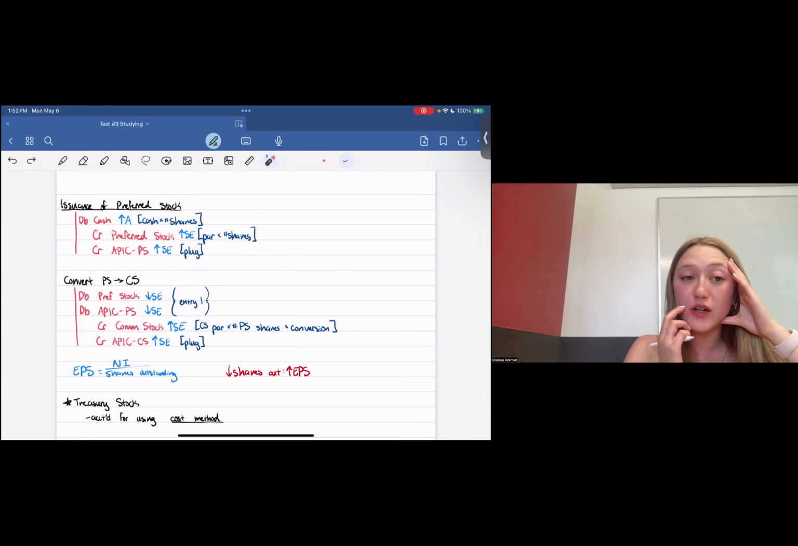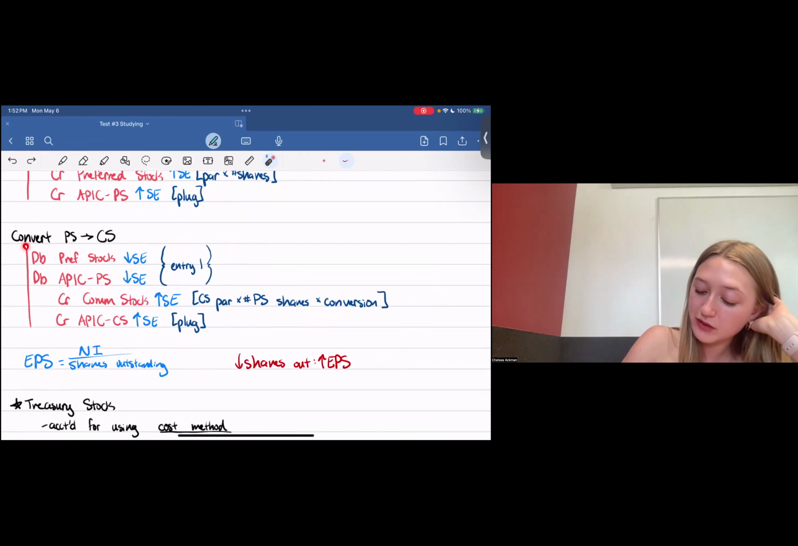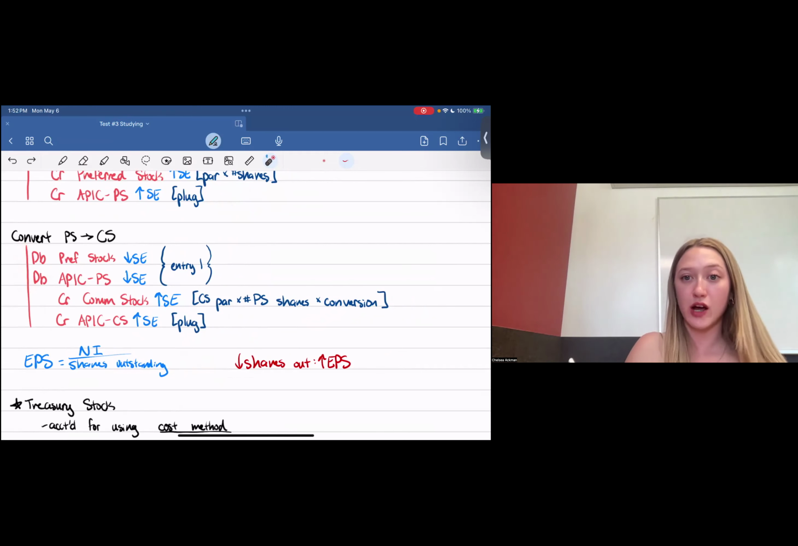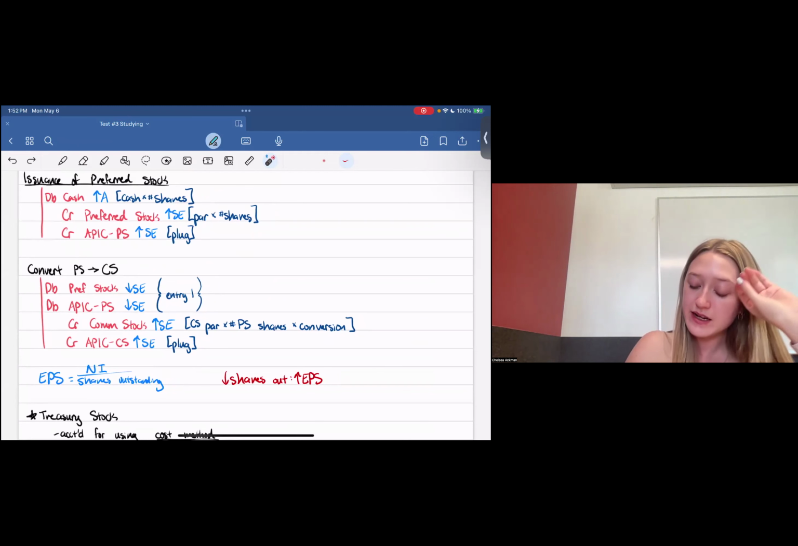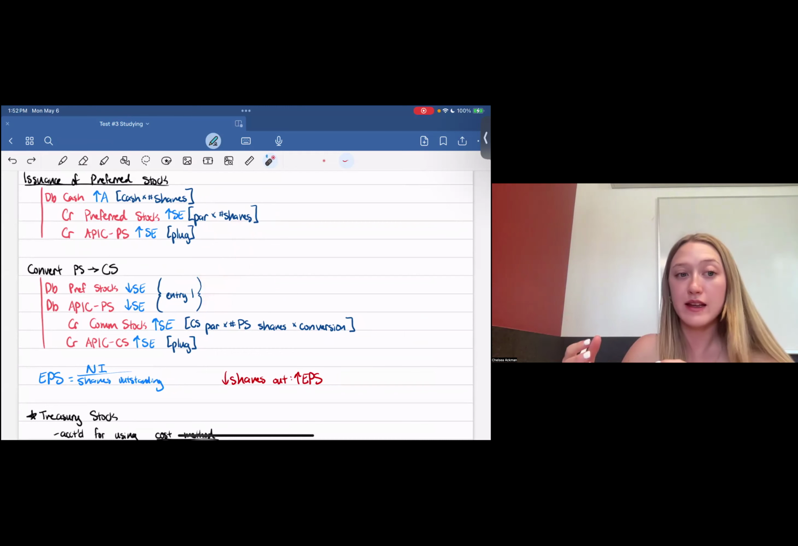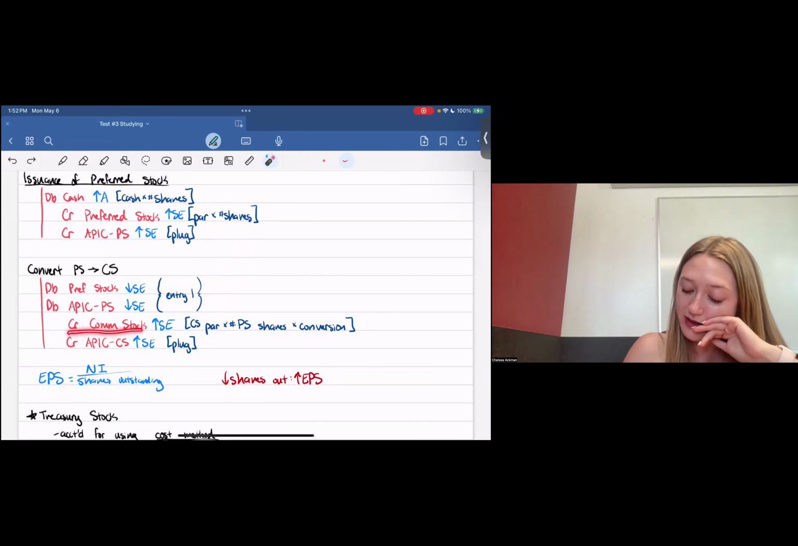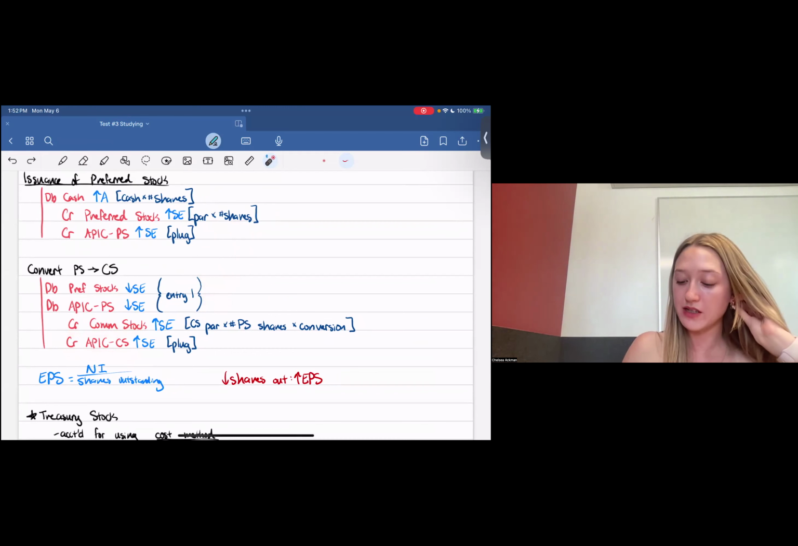And then what's important with preferred stock is when we convert preferred stock to common stock. So we're going to debit our preferred stock and debit our additional paid in capital on that preferred stock to kind of get rid of it. So these are going to be the same amounts from this first entry because we're getting rid of the preferred stock. And then it's going to be a credit to common stock and a credit to the additional paid in capital for common stock. The credit to common stock is the common stock par times the number of preferred stock shares that we're converting, and then the conversion factor. And then you're going to plug to balance with the additional paid in capital for common stock.